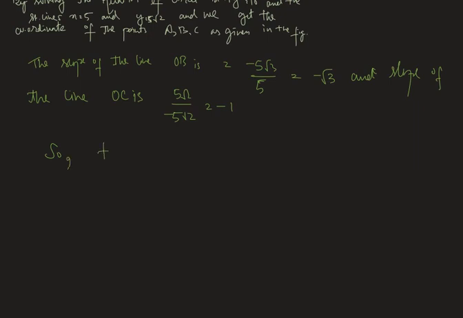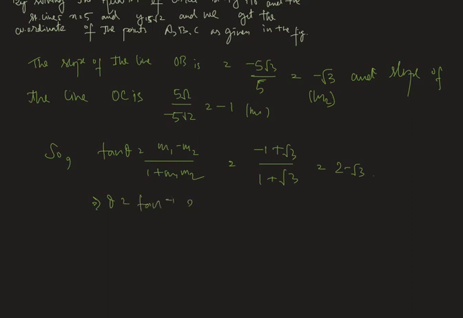So tan theta is equal to m1 minus m2 divided by 1 plus m1 m2, and let here m1 be the slope of OC and m2 the slope of OB. Therefore this results in minus 1 plus root 3 divided by 1 plus root 3, and this results in 2 minus root 3. Hence theta is equal to tan inverse of 2 minus root 3.